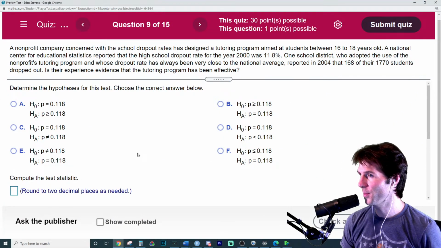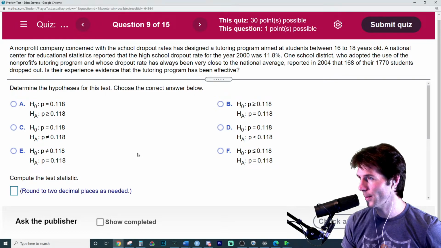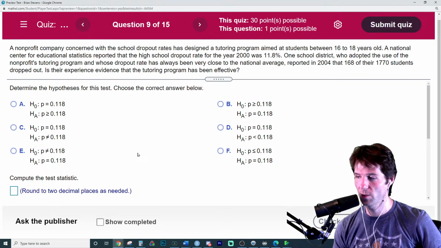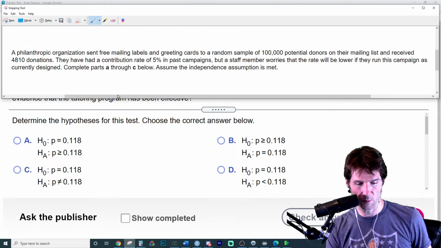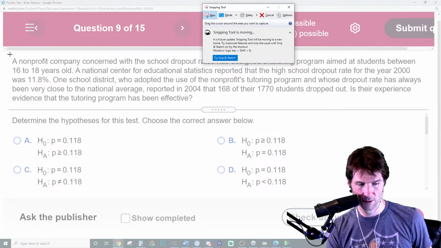So a non-profit company is concerned about school dropout rates. And we have right here all the data. Timothy, great to see you here. Ask any question you have, and we'll start working on that problem next.